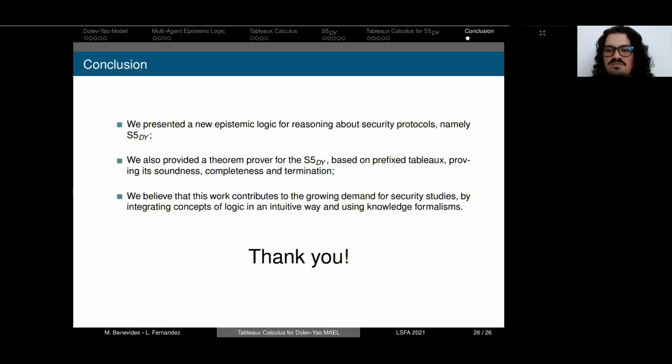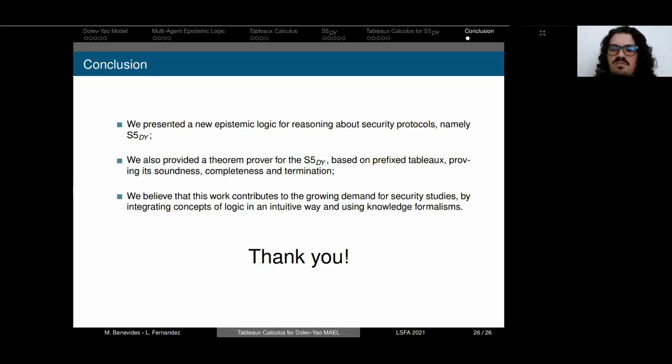And as a conclusion, we saw this new epistemic logic, S5DY, aimed to reason about security protocols. We provided a theorem prover based on prefixed Tableaux, proving sound and complete, and providing a termination argument. And we believe that this work integrates concepts of logic in an intuitive way and using knowledge formalism.